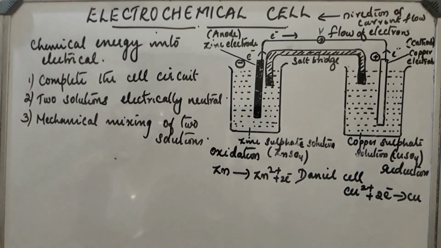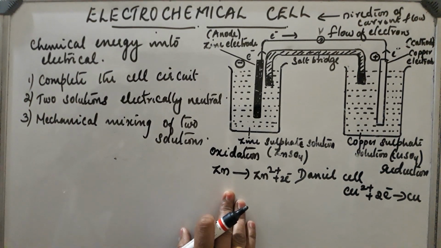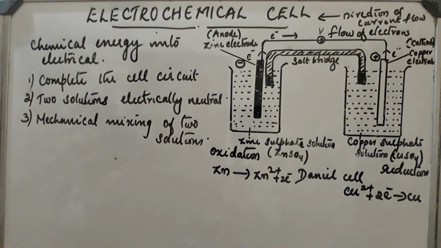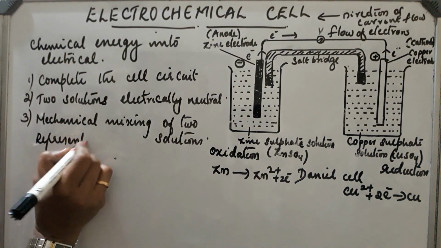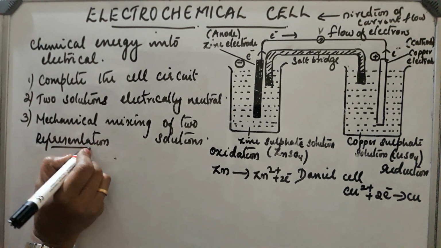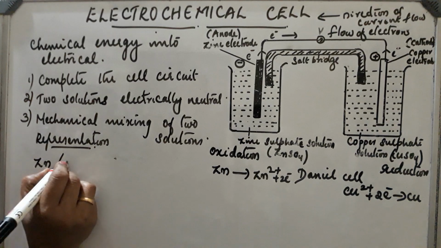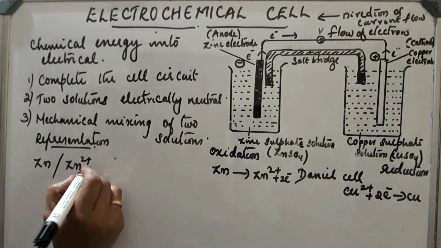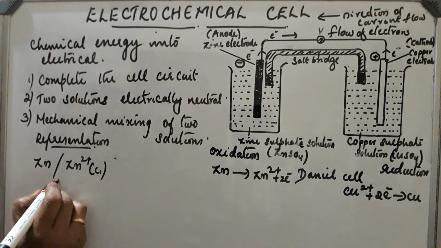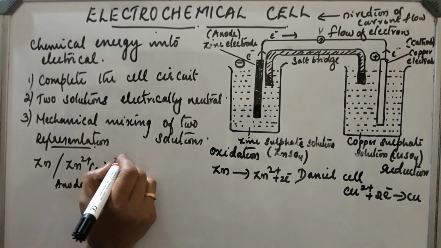Now, how can we represent the cell? So we know here oxidation is taking place and here reduction is taking place. So representation of cell will be zinc, Zn2+, oxidation is taking place. This is half cell 1. This is the anode, and these are connected by a salt bridge.